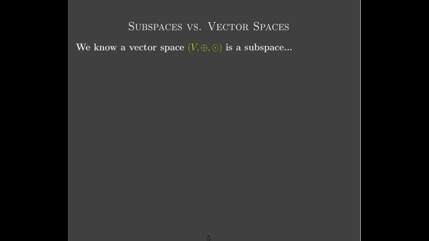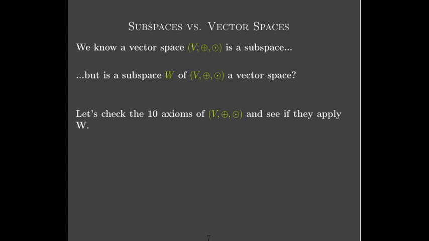Now, we know that if you have a vector space, the first two axioms of those 10 axioms ensures that it's going to be a subspace. But what about the opposite? Is a subspace also a vector space? What will we need to do? We'd have to check the remaining axioms. Obviously, if it's a subspace, the first two axioms are satisfied. So what about the other 8?